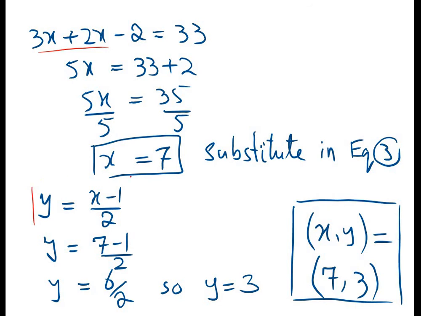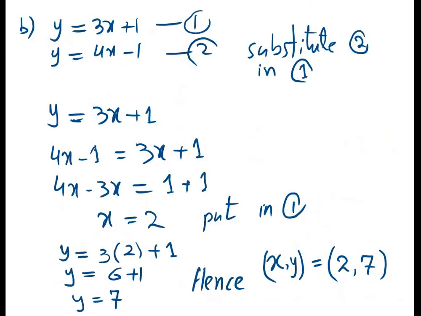Now we already know that y is equal to (x minus 1) over 2 from equation 2. So just put the value here, and you will find the value of y, which gives the point of intersection of these two lines.